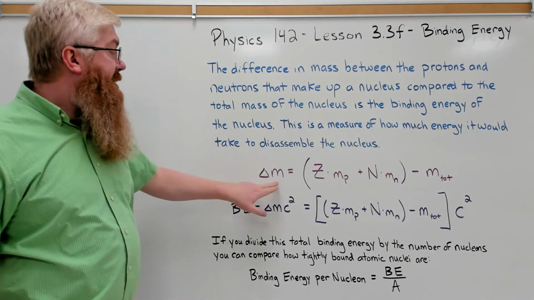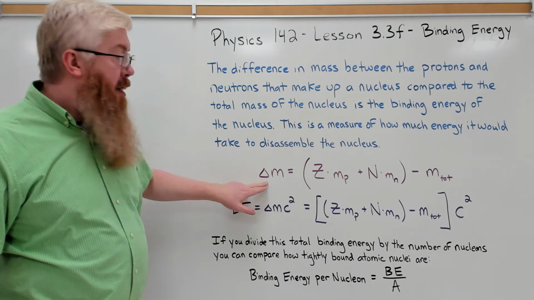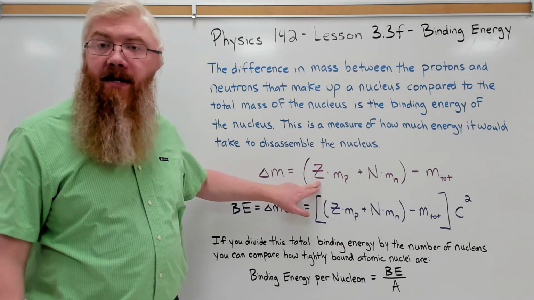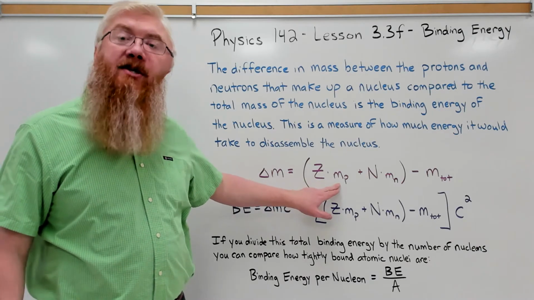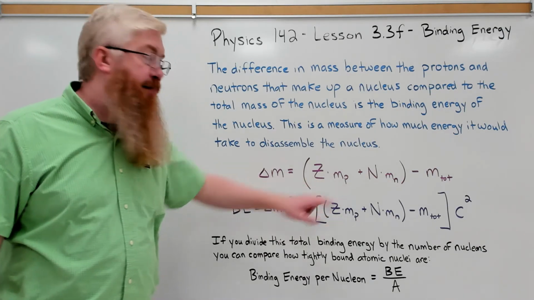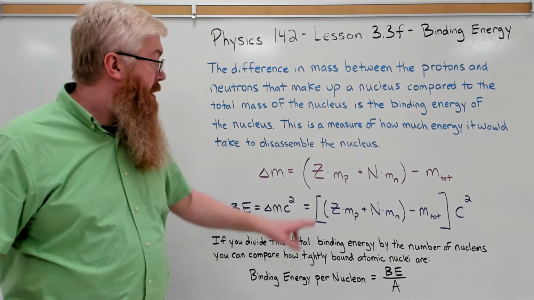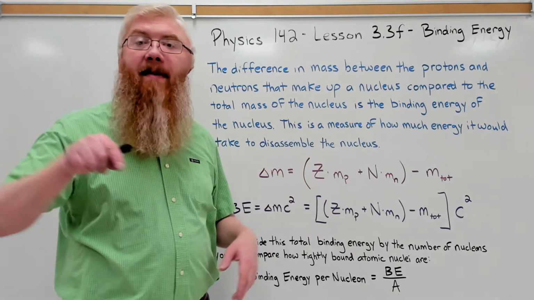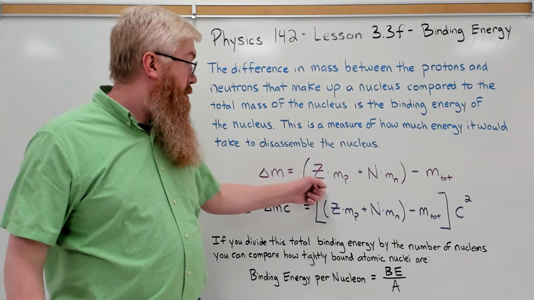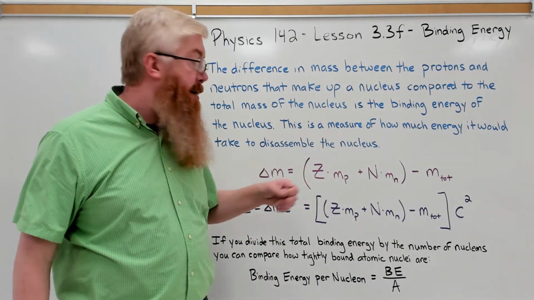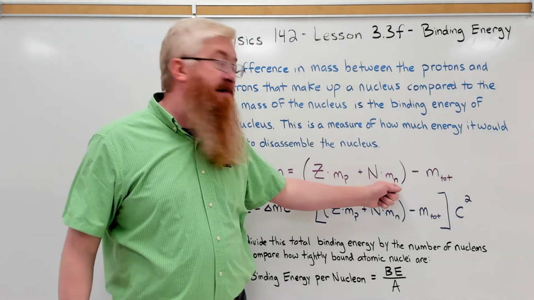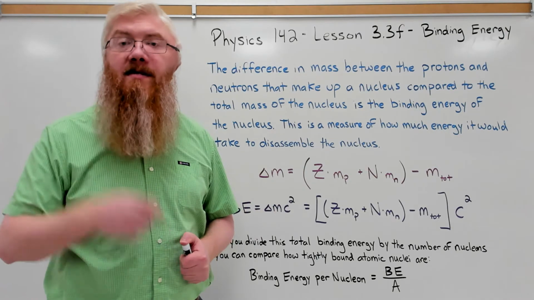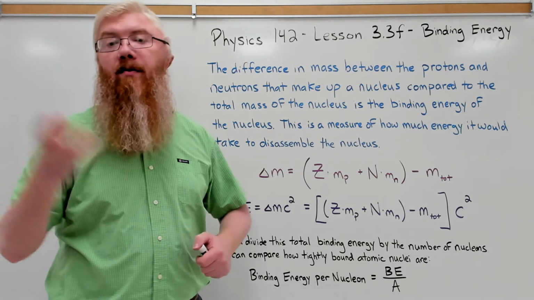So, the mass difference is equal to the number of protons, Z, the atomic number, times the mass of each proton, right? Proton mass is universal, plus the number of neutrons, which is the mass number minus the atomic number, times the mass of each neutron. And again, the mass of a neutron is a ubiquitous object, so all masses are the same.